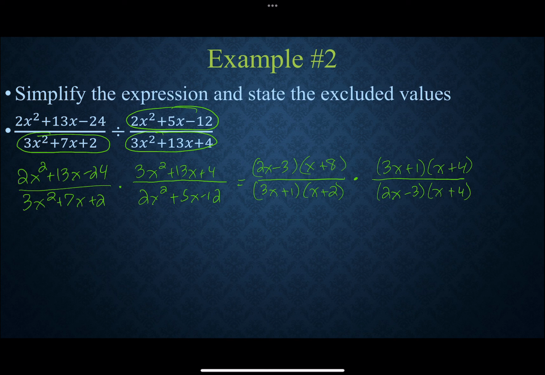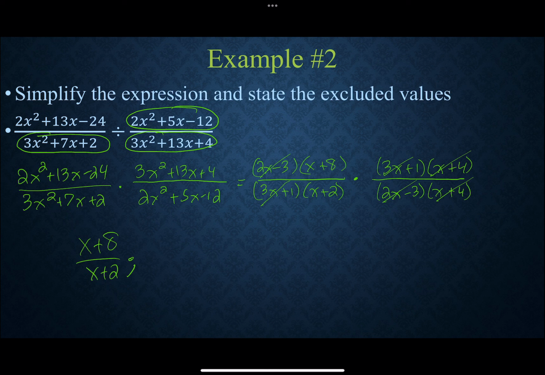So we can see a bunch of things going on there. We're going to recognize that the 3x plus 1's cancel, 2x minus 3's cancel, and x plus 4's cancel. All that's left is x plus 8 over x plus 2. Now, as for the excluded values, like I said before, it's going to be everything that was relevant from the denominators and the original denominator. So that's why it's everything besides just the top left numerator.